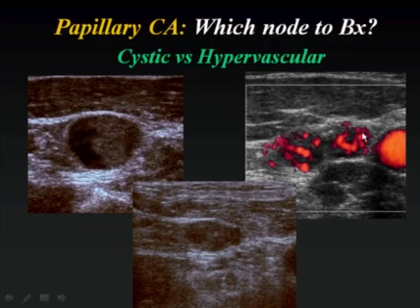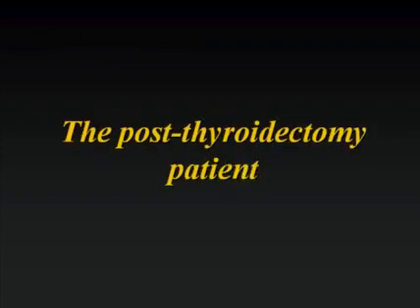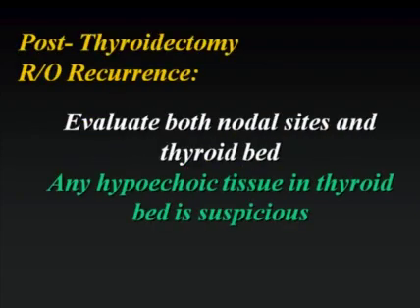Similarly, these hypervascular nodes, these are small nodes, but they were positive. They can be biopsied successfully, and the point being is we want to use a capillary technique, not a suction technique. We'll just get blood if we use a lot of suction. So it is possible to do FNA of less vascular nodes, and we have to know when to do suction versus capillary, and it really depends on the degree of vascularity.